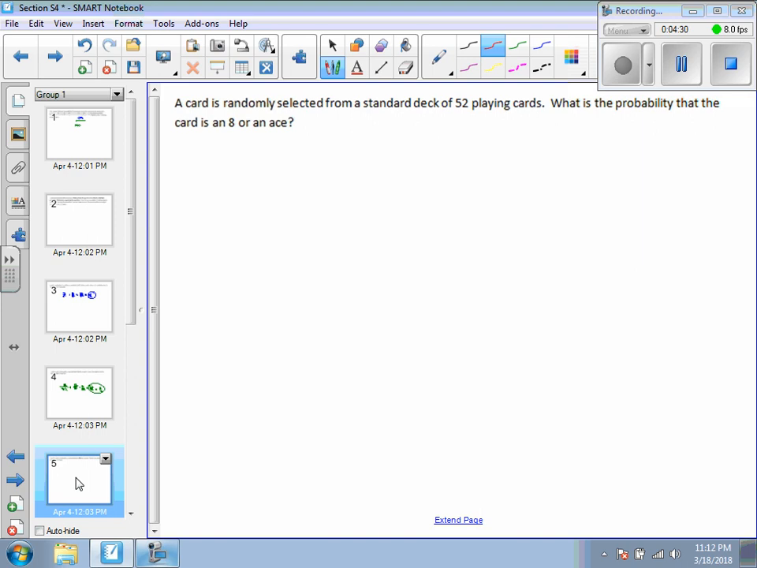A card is randomly selected from a standard deck of 52 playing cards. What is the probability that the card is an 8 or an ace? How many 8s do we have? Four. How many aces? Four. Can you get an 8 and an ace at the same time? No. So we add those together. So we've got an 8 out of 52 chance of those things happening. And 8 out of 52, those are both divisible by 4, simplifies down to 2 out of 13.